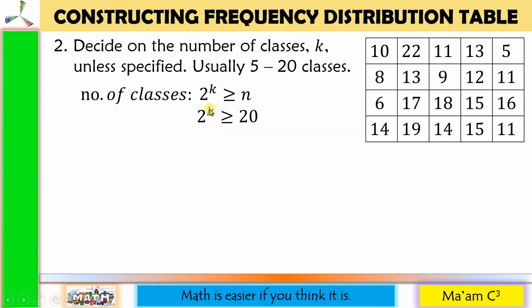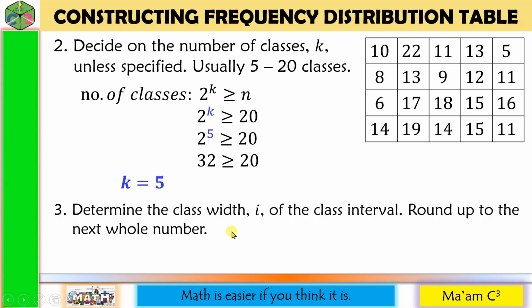So we're going to look for a value of k such that when we evaluate 2 raised to k, it should be greater than or equal to 20. So again, our k here is 5 because 2 raised to 5 is 32 and 32 is greater than 20. Ma'am, how about 2 raised to 4? 2 raised to 4 is only 16 and 16 is less than 20, not greater than. So 2 raised to 5 is 32 and 32 is greater than 20. Therefore, our k is equal to 5.